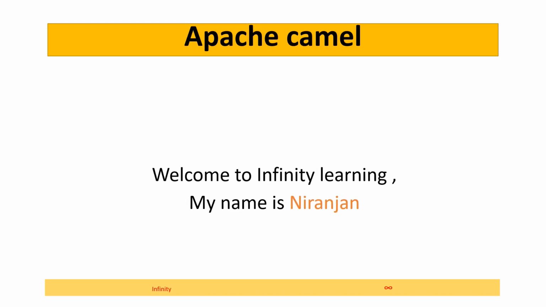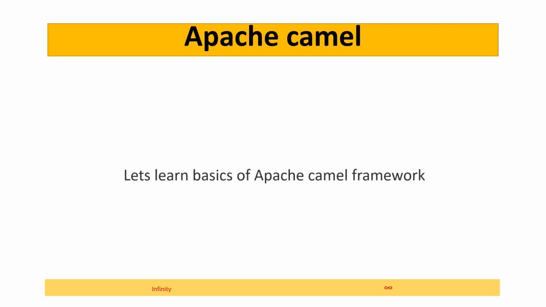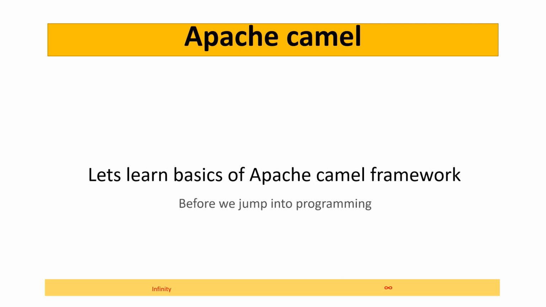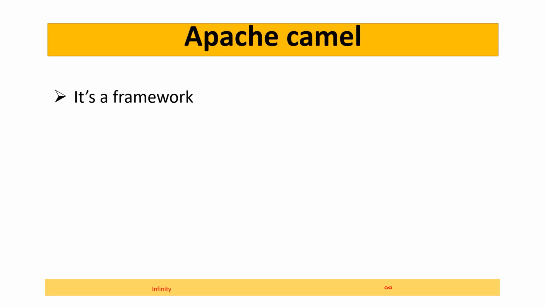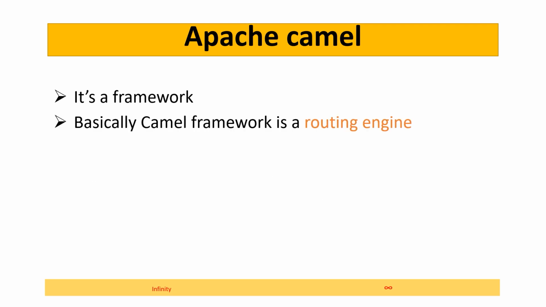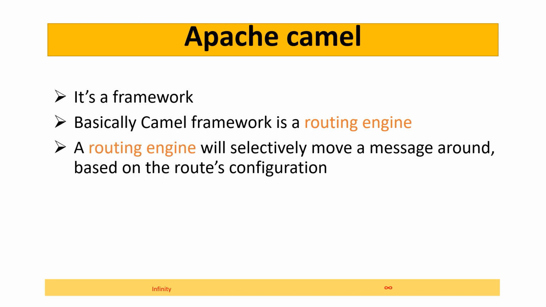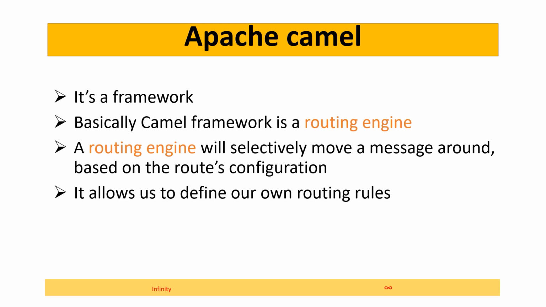My name is Niranjan and today we are going to learn the basics of the Apache Camel framework. Now, what is Apache Camel? It's an integration framework. We could say it's a routing engine as well. A routing engine will basically move our message around the path based on the routing configurations. Apache Camel allows us to define our own routing policies.